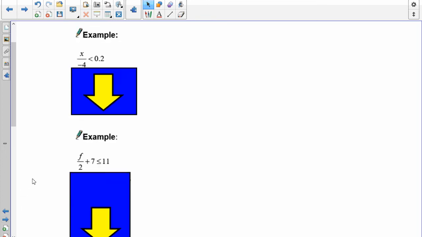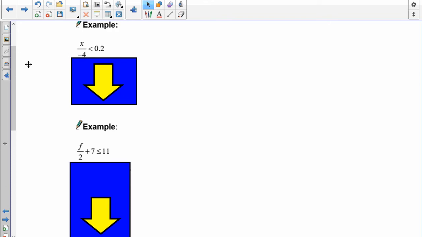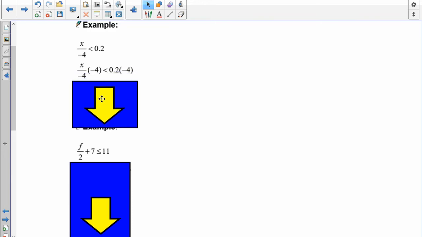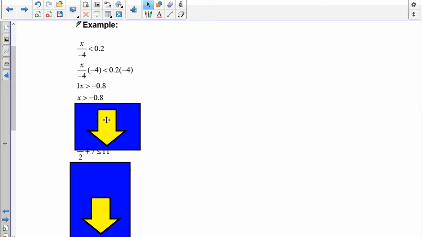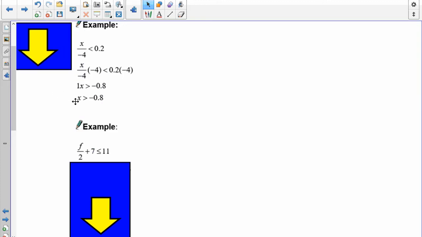Okay, try this one. Pause the recording and do x over negative 4 is less than 0.2. All right, so in order to undo a divide, I've got to do a multiply. And since I'm divided by negative 4, here I multiply by negative 4, and this becomes 1x. And because I have divided by a negative 4, my sign changes direction. So my solution becomes x is greater than negative 0.8. So every number greater than negative 0.8 is going to be part of this solution.